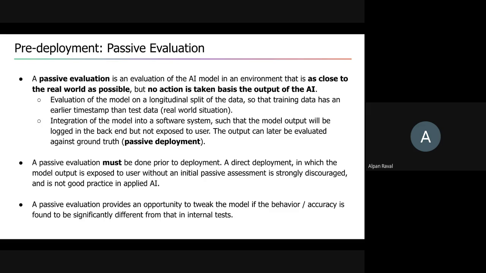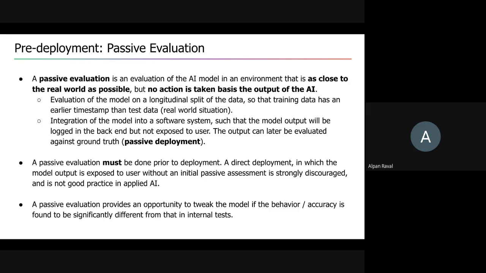This would also be a passive evaluation. You're not exposing the output to the user, just logging it in the backend. And you also need to be able to measure the ground truth at the same time so that you can evaluate the model output. So the second situation would be called more like a passive deployment rather than a passive evaluation. But they're both passive in the sense that there is no decision taken basis the output of the AI. So you're not actually using the AI, you're simply evaluating it.